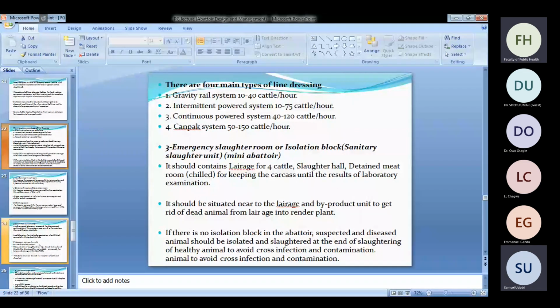So we're saying that there's also provision for an emergency slaughter room. It's part of the lairage. It can contain 4 cattle. You can have a slaughter hall. You can also have the tail meat room for keeping the carcass until the result of laboratory examination is done.